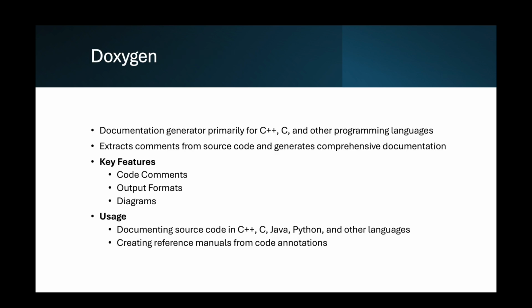Next, Doxygen. Now, Doxygen is a documentation generator primarily for C++, C, and other programming languages. It extracts comments from source code and generates comprehensive documentation. So you do not have to do much.